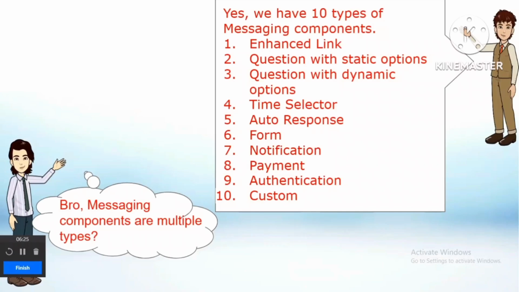Seventh, notification. Suppose an order is dispatched and we want to send a notification to the customer, then we can go for notification. Payment and authentication is used if a customer wants to make a payment by Apple Pay. He first needs to authenticate, and after that he can make the payment. Last is custom. Custom is useful when we are using some third party or external application in Salesforce.